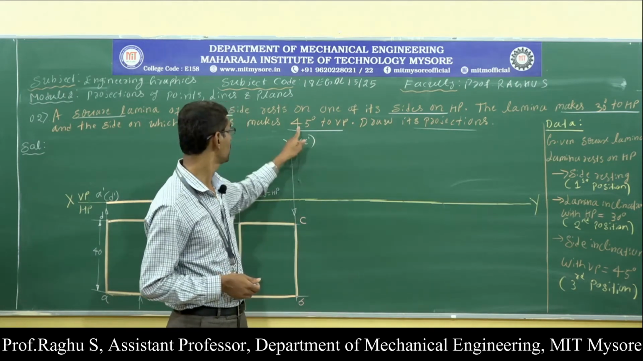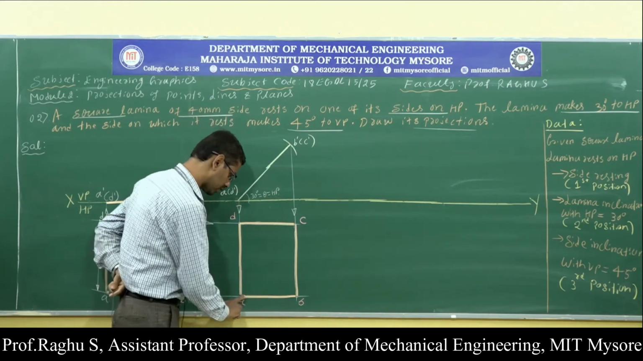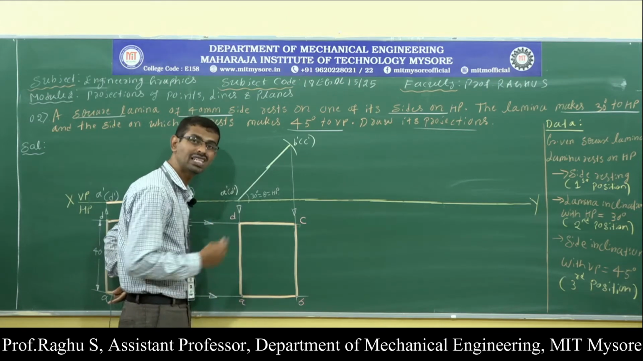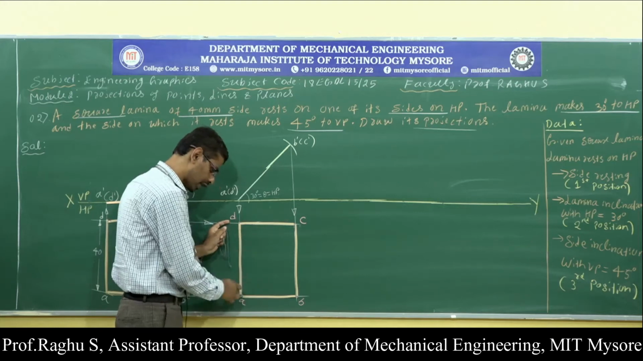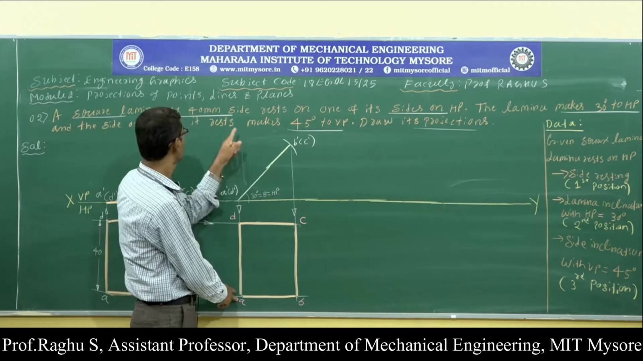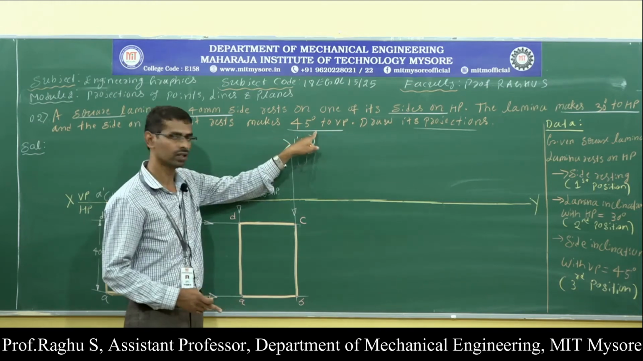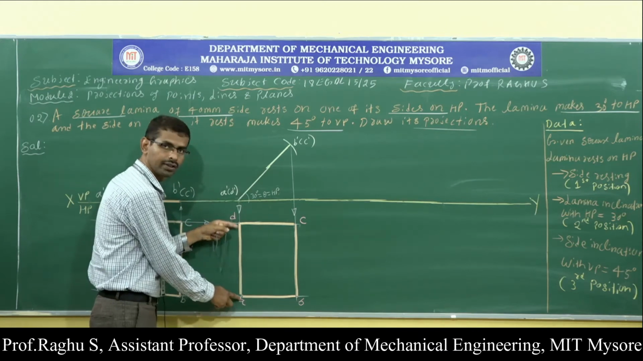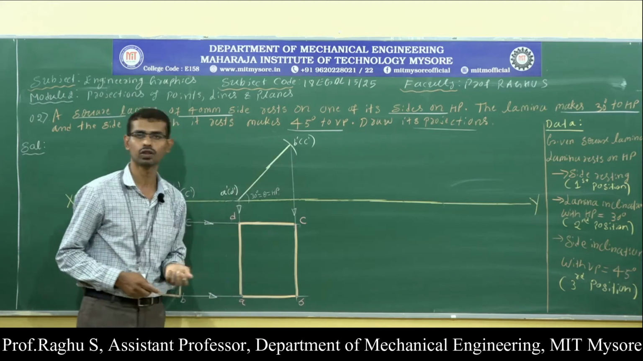So what is the VP inclination here? 45 degrees with respect to VP. Out of the four sides, here I have AB, BC, CD and DA. Which one is the resting side? The side towards the left is the resting side, because in the problem he has given the resting side, the side on which it rests, and it makes 45 degrees with respect to VP. Here the AD edge is the resting edge. This edge makes an angle of 45 degrees with respect to VP.